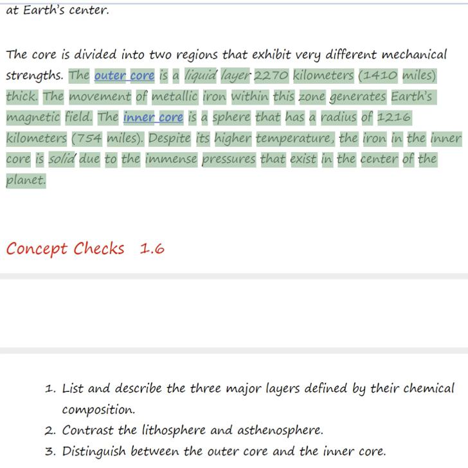The outer core is a liquid layer 2,270 kilometers thick. The movement of metallic iron within this zone generates Earth's magnetic field. The inner core is a sphere that has a radius of 1,216 kilometers. Despite its higher temperature, the iron in the inner core is solid due to the immense pressures that exist in the center of the planet.